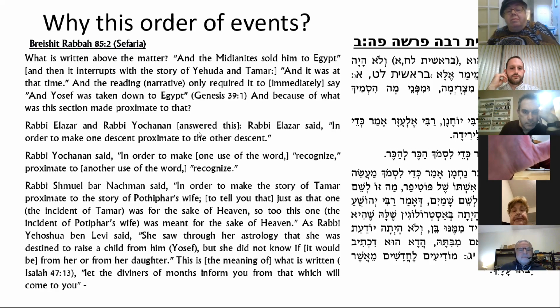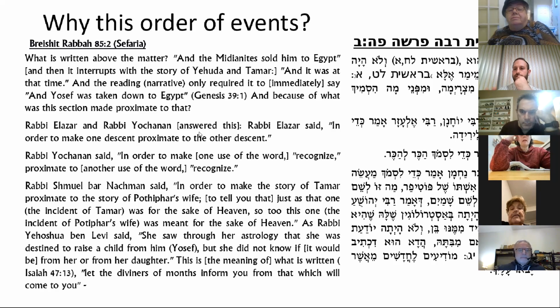Rabbi Elazar and Rabbi Yochanan answered this. Rabbi Elazar said, in order to make one descent proximate to the other descent. Rabbi Yochanan said, in order to make one use of the word recognize proximate to the other use of the word recognize. Okay. So before we get to the third one, let's look at these two first.